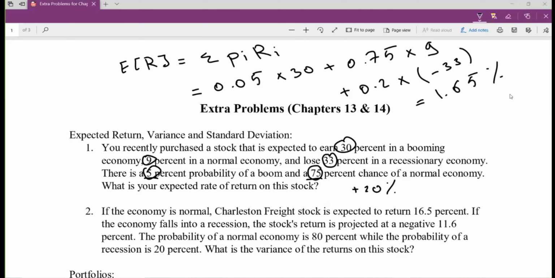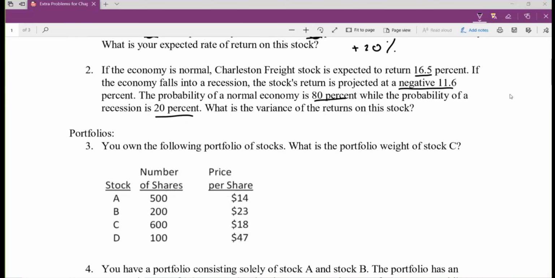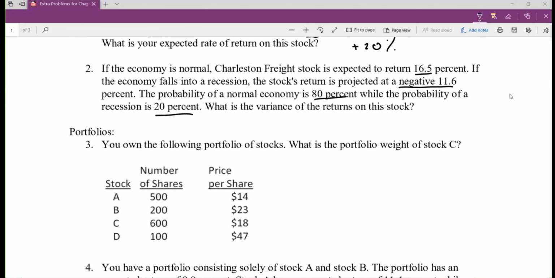The second question, I need to find the variance. So if the economy is normal, the stock return is expected to be 16.5%. If there's a recession, the stock is expected to generate a negative 11.6%. The probability of a normal economy is 80%. That of a recession is 20%. I need here to determine the variance of this stock. Now, in order to determine the variance, I need first to determine the expected return.